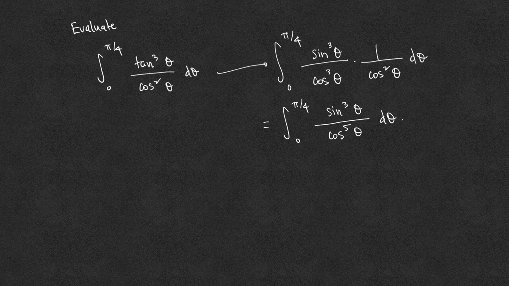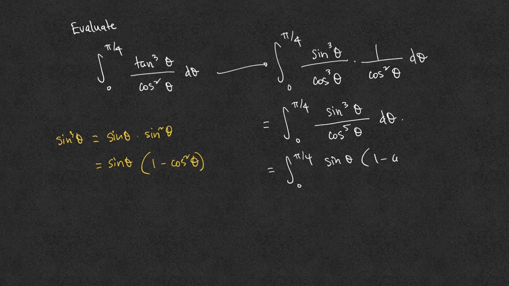And so observe that in the numerator, with sine cubed theta, we can rewrite this as sine of theta times sine squared theta. But sine squared theta, with the trigonometric identity, is 1 minus cosine squared theta. And we rewrite this as the integral from 0 to pi over 4 of sine of theta times 1 minus cosine squared of theta over cosine to the 5th power of theta d theta.